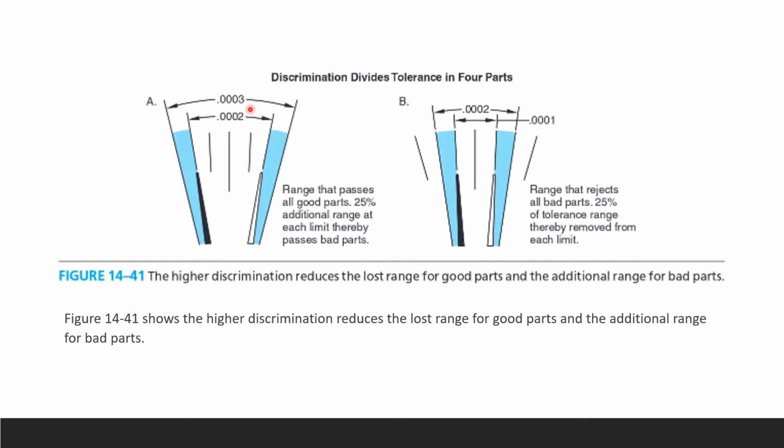Here is the range that passes all good parts, with 25% additional range at each limit, and they're going to pass the bad parts. We don't want that. So here the range is going to reject all bad parts because 25% of the tolerance range is going to be removed from each limit. Therefore we will reject all bad parts. That's a good setting here.